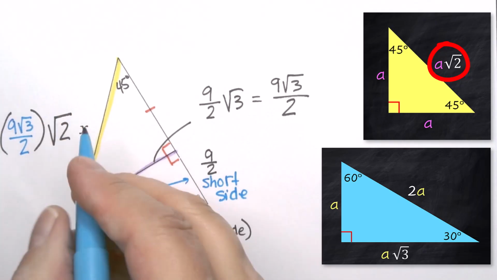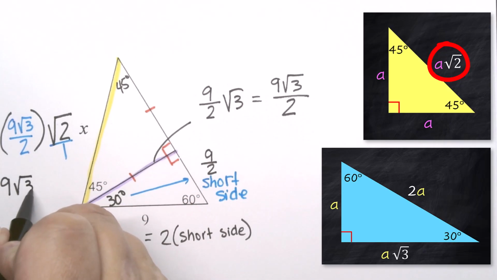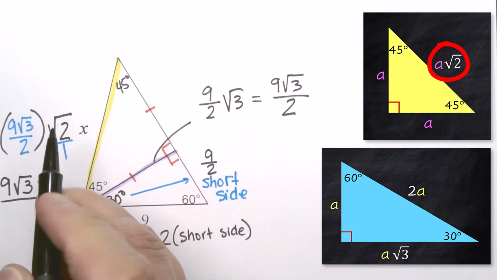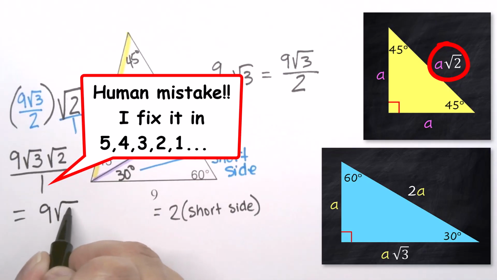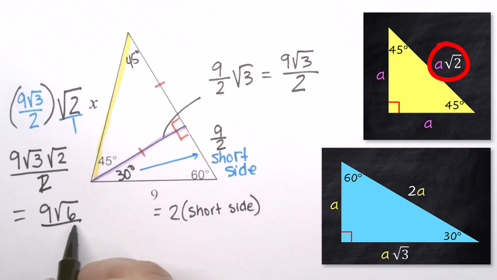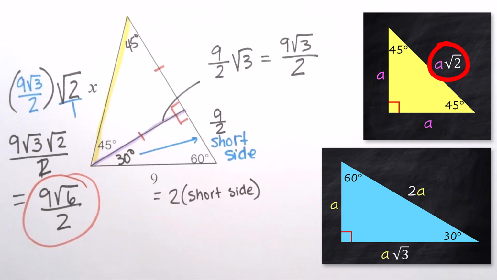If you put this over 1 and multiply straight across, you're going to have 9 times the square root of 3 times the square root of 2 all over 2 times 1. That's going to give us 9 times the square root of 6. 2 times 1 is 2, isn't it? All over 2. And that is our final answer.